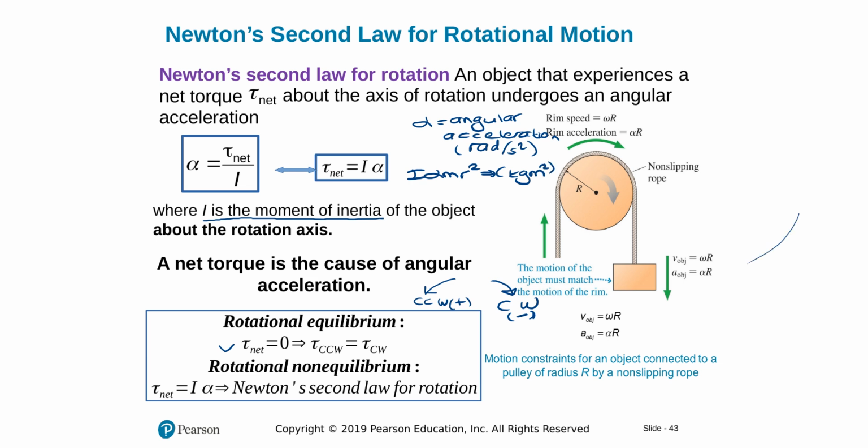This example here is showing we could have a situation where we have rotation in this direction. In this case, we will have a clockwise net torque, right? And this net torque would be equal to I alpha, or we can solve for alpha, angular acceleration, as net torque over moment of inertia.